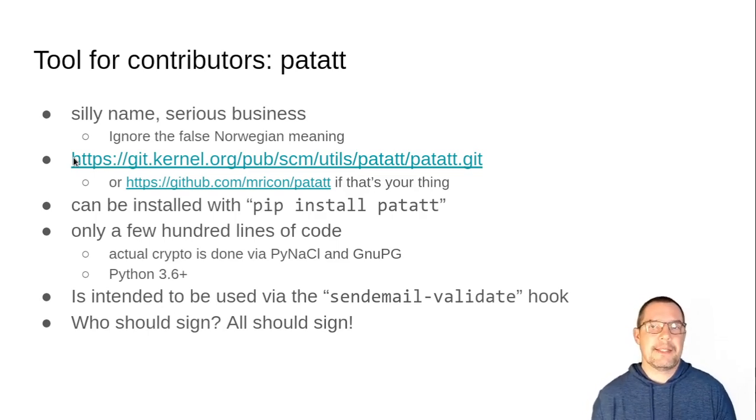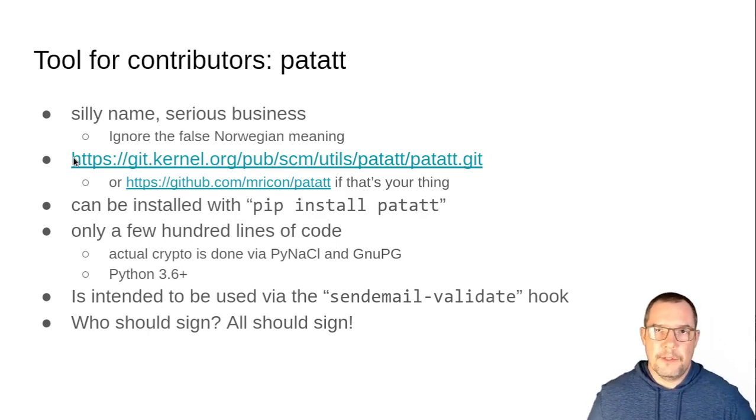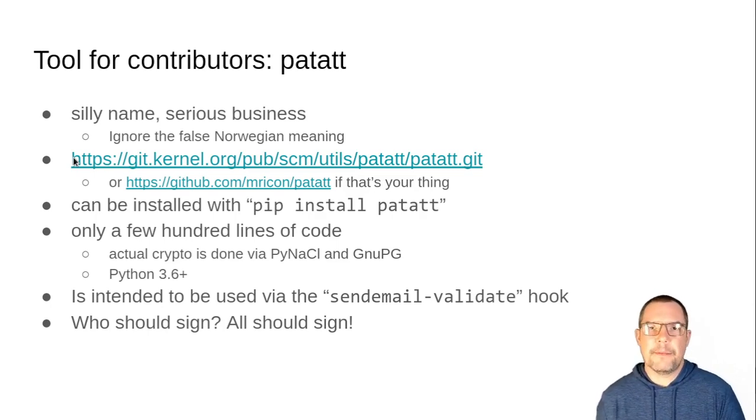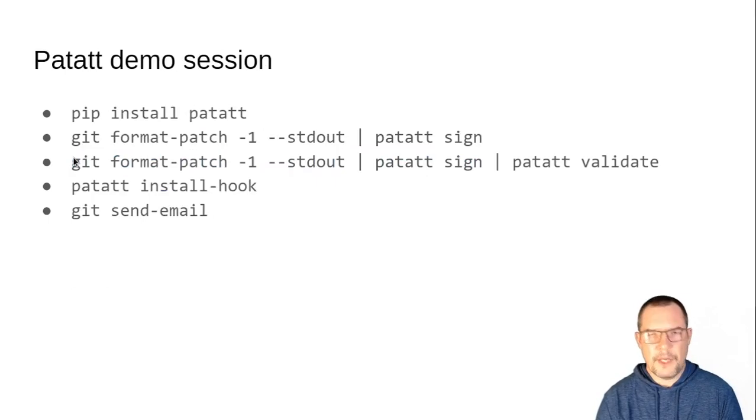So if you do use git send email, the idea is that you configure Patatt once and enable it via the hook. After that, all the patches are going to be automatically signed before sending, and you don't even have to think about it twice. And I think everybody should sign their patches, because why not? It's just an extra header. All should sign.